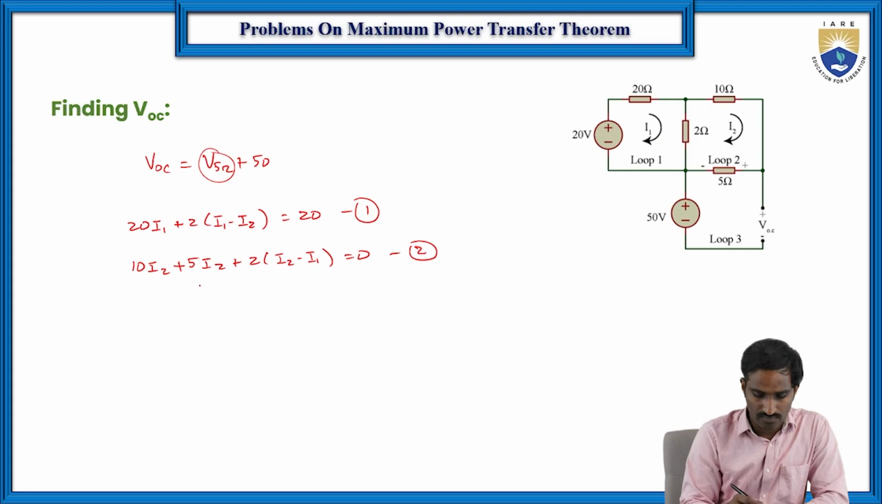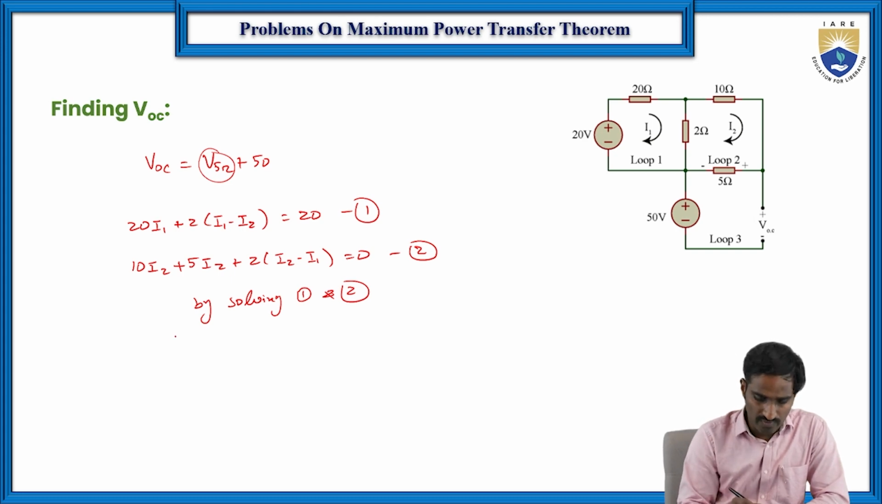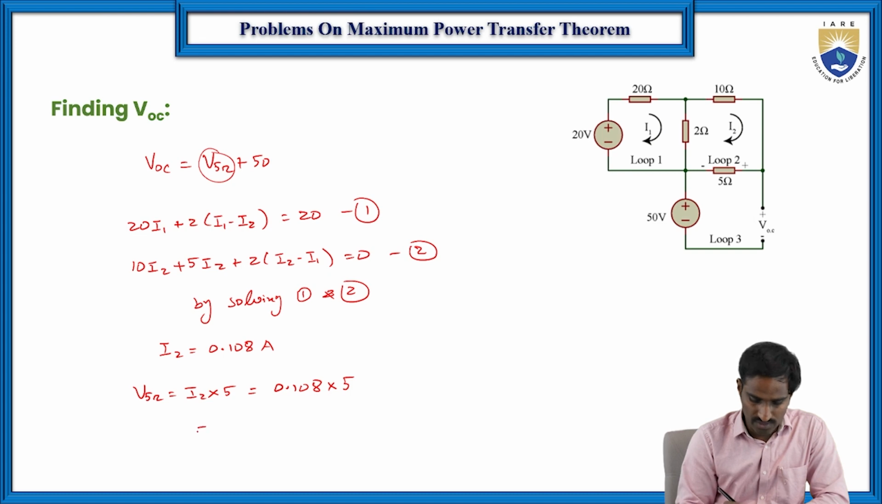By solving 1 and 2, we will get the values of I1 and I2. We need only the I2 value, so I am simply writing the value of I2: 0.108 amperes, right? Then the voltage across the 5 ohms resistor is equal to I2 into 5. So 0.108 into 5, which is 0.54 volts.